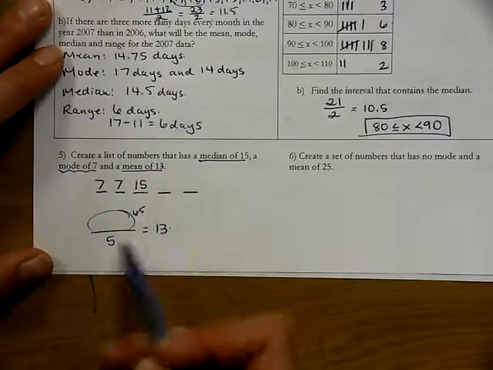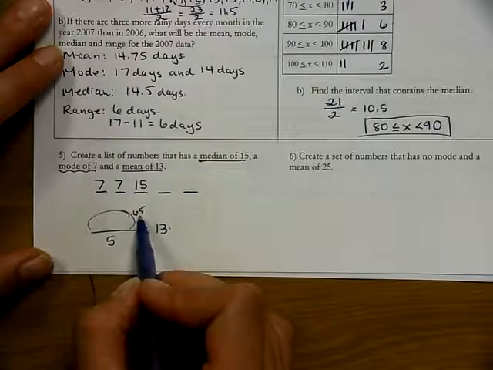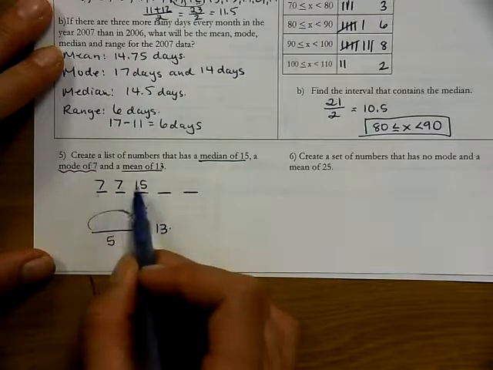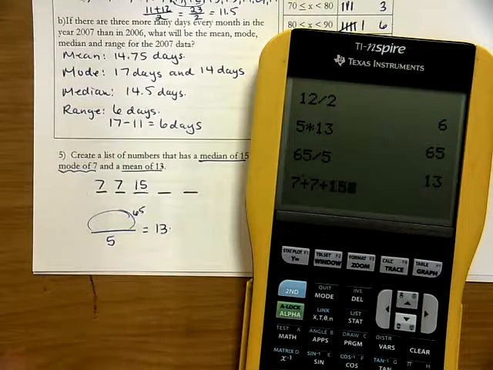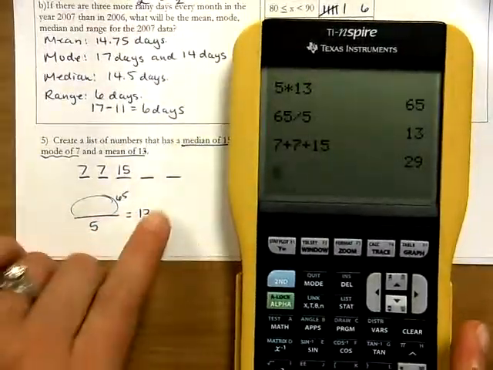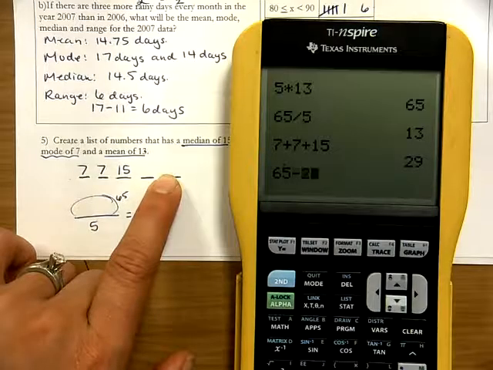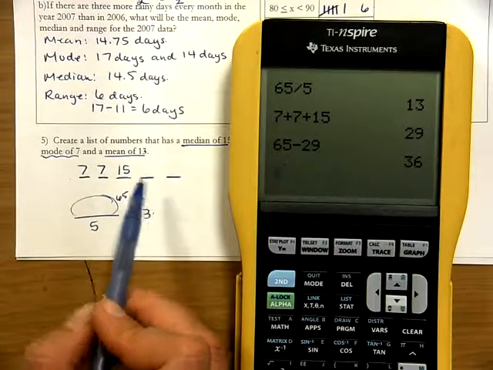There's a lot of different ways to do this, but this is just one way. So if all the numbers up top have to add to be 65, I can start adding these up and see what I have already. In this case, 7 plus 7 plus 15 is 29. So for these two left over, I only have whatever 65 minus 29 is. I only have 36 left to fill those two spots.